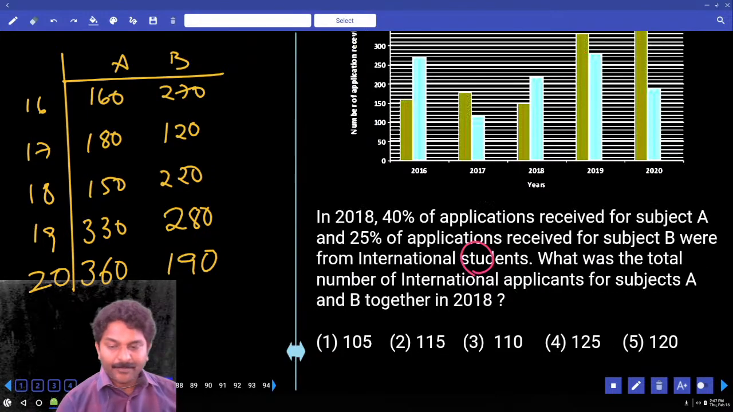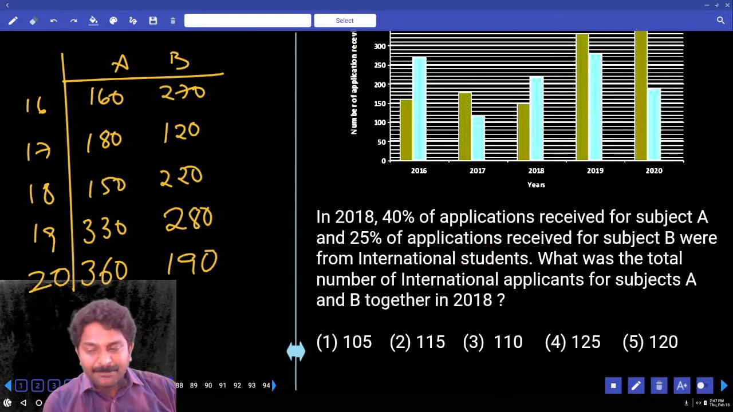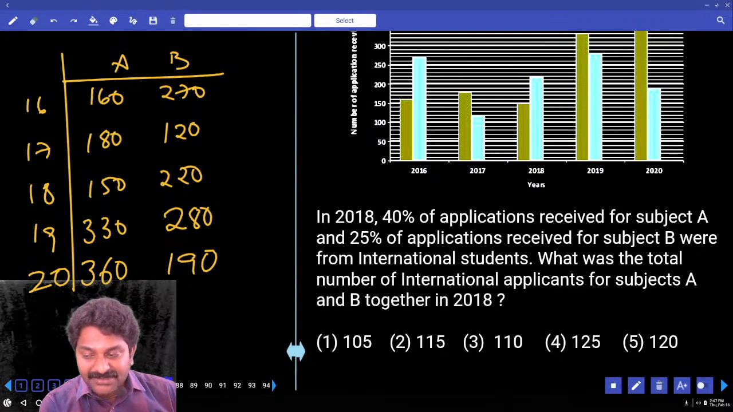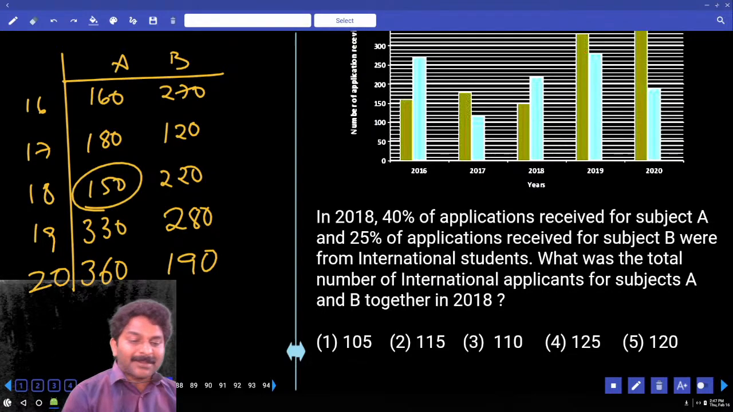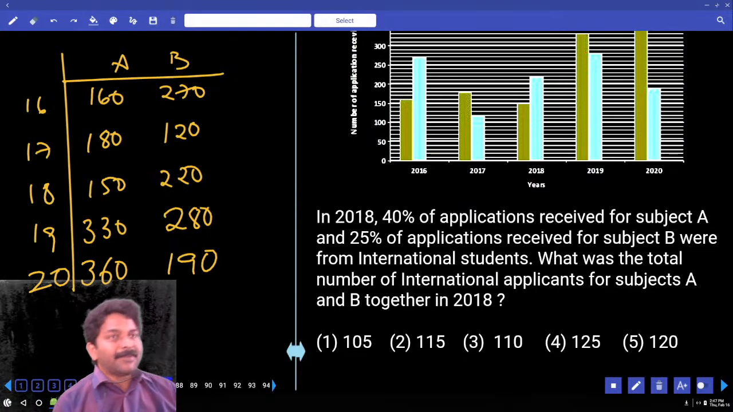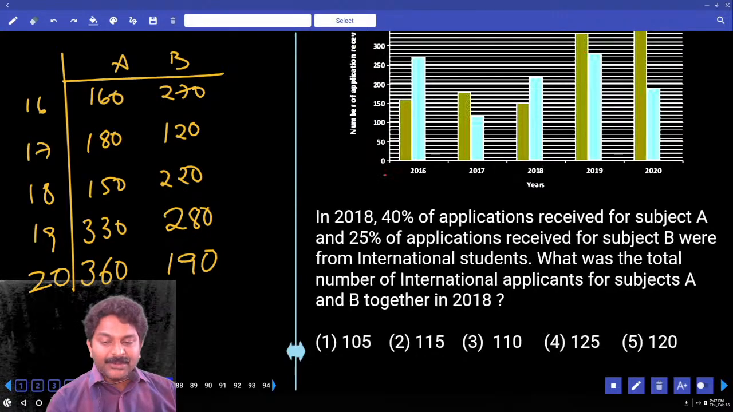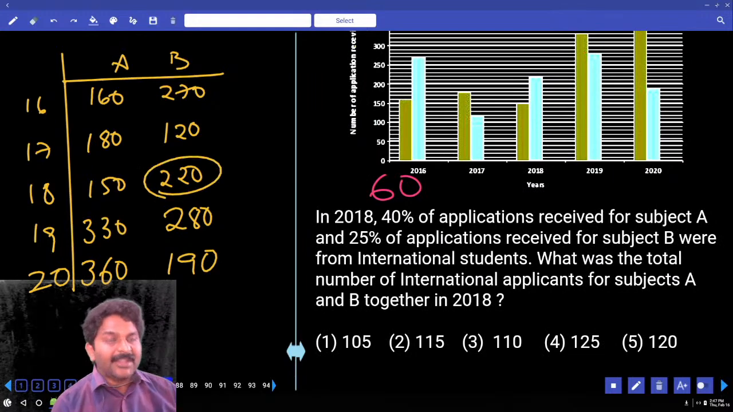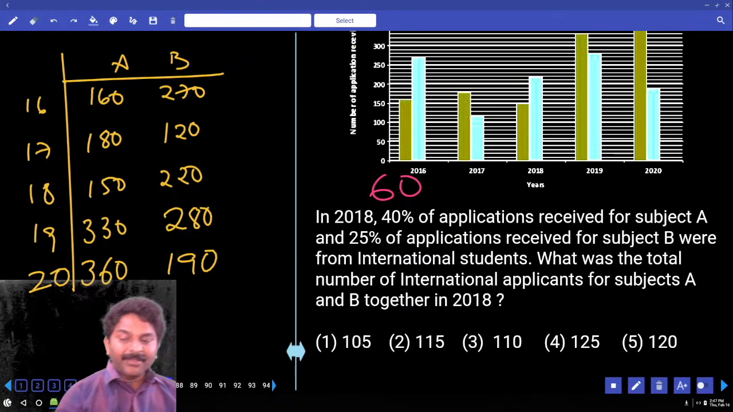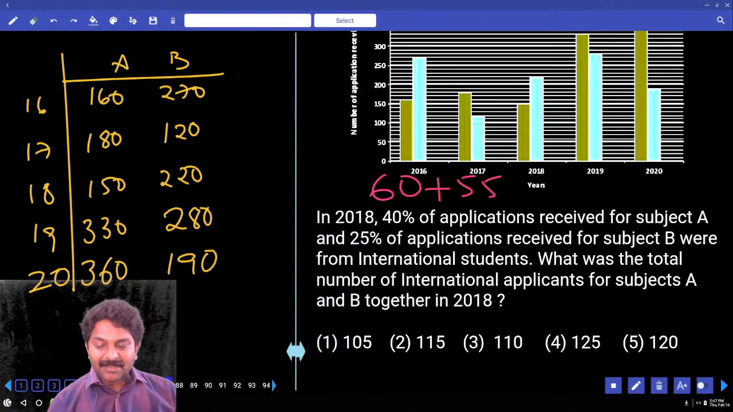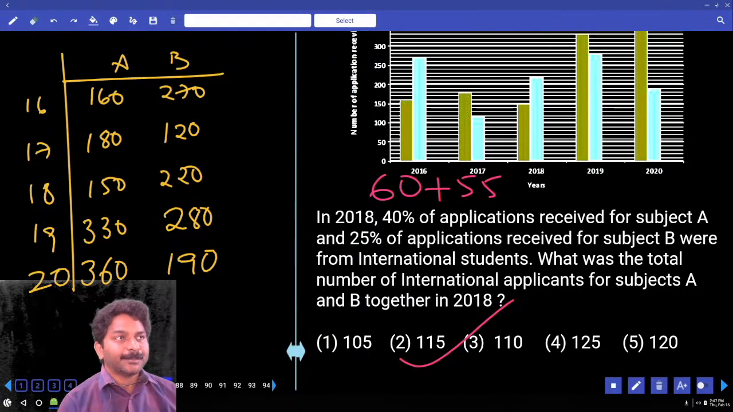770. In 2018, 40% applications received for subject A, 25% applications received for subject B from international students. What was the total number of international applications? Okay. 2018, among male, 40%, 10% double, correct? 10%, 15 double, 30 double, 60. Among female, 25%, half and half. Half of the number, 110. Again half, 55. And we were asked to calculate sum, 115.